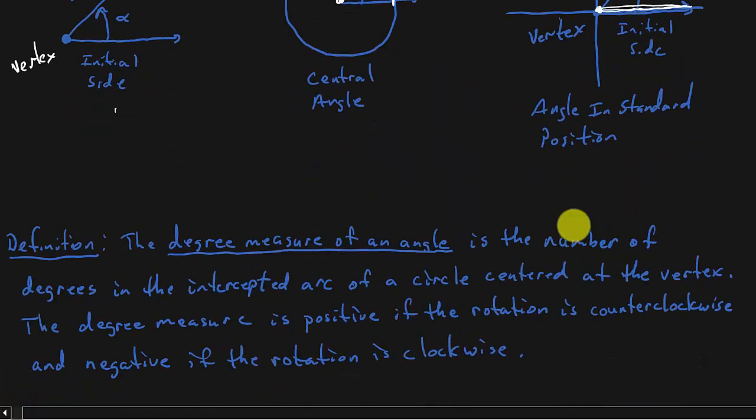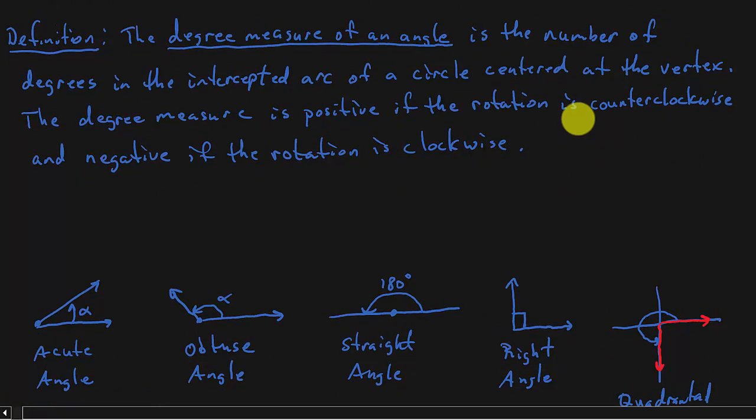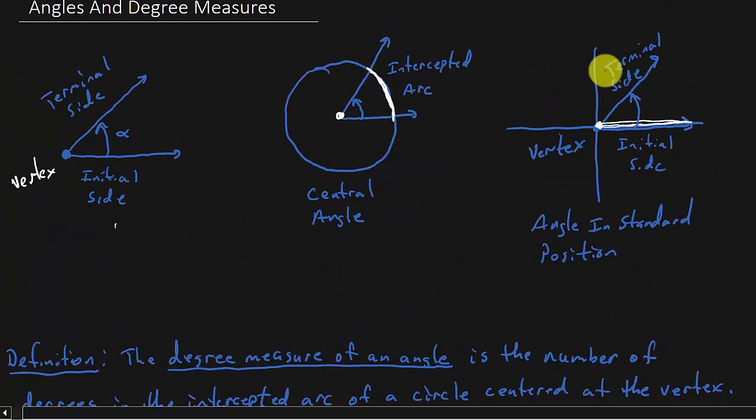All right. So we have a definition here. It says the degree measure of an angle is the number of degrees in the intercepted arc of a circle centered at the vertex. The degree measure is positive if the rotation is counterclockwise and negative if the rotation is clockwise. So I mentioned that up here about rotating either counterclockwise or clockwise. If you rotate counterclockwise, which is this way, that's a positive angle. If you rotate clockwise, which is this way, that's a negative angle.